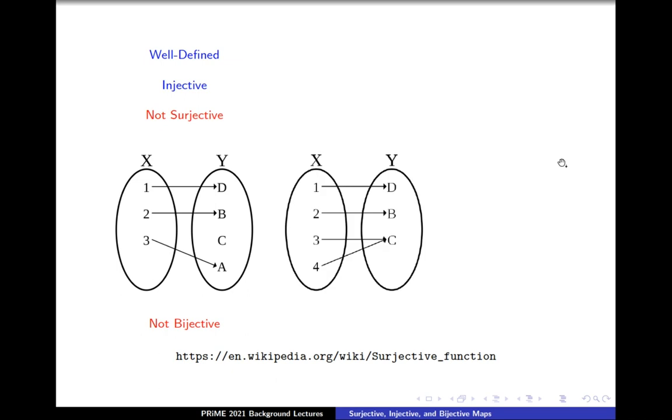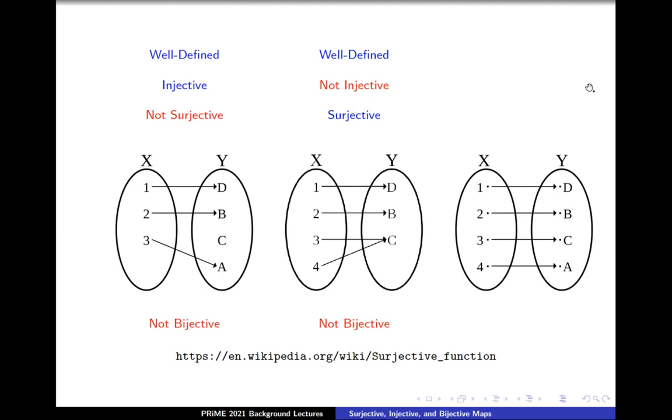Okay, here's another example, this time going from the numbers 1, 2, 3, 4 in capital X to the letters B, C, and D in capital Y. This time, the function is not injective. For example, we see that 3 and 4 are two different inputs, yet both of these elements of the domain map to the same element, capital C, in the codomain, capital Y. So this function is not injective and therefore also not bijective.